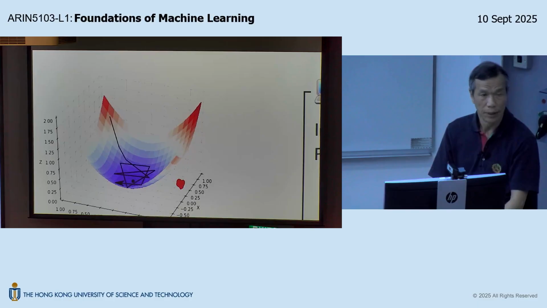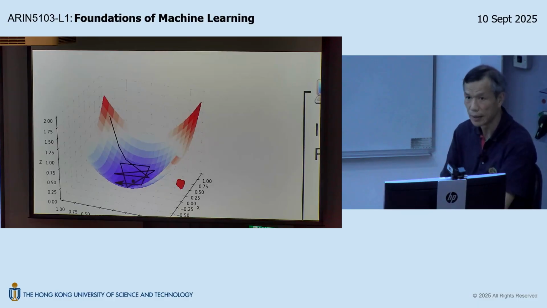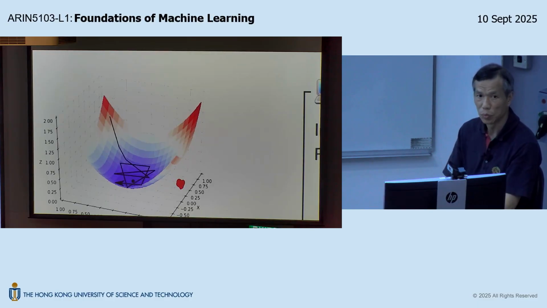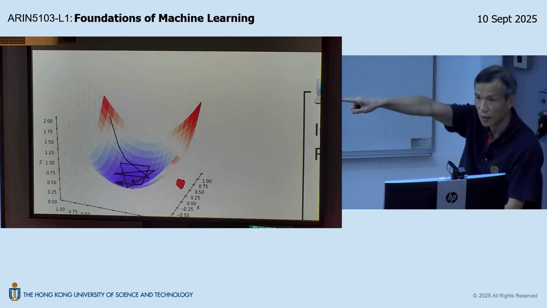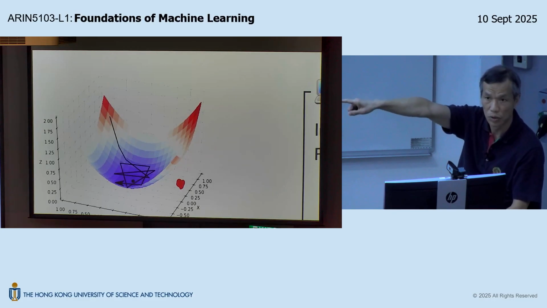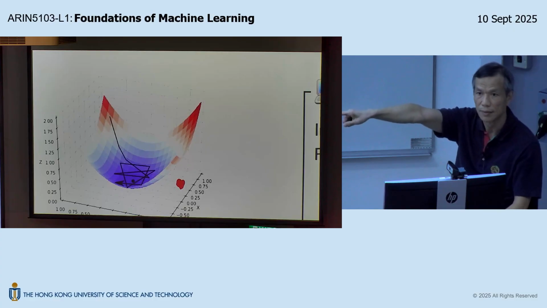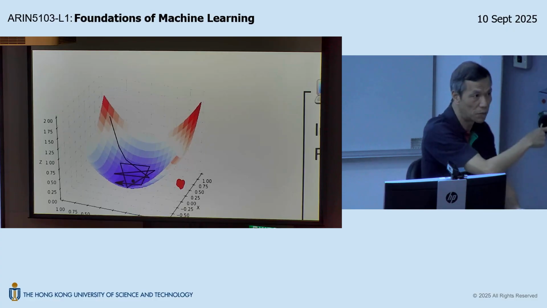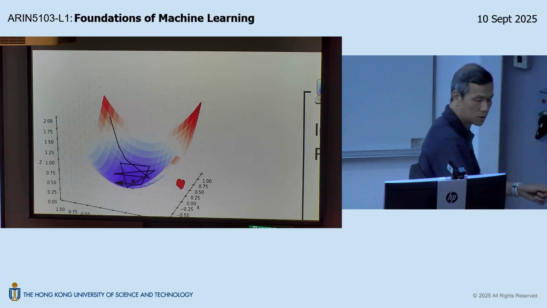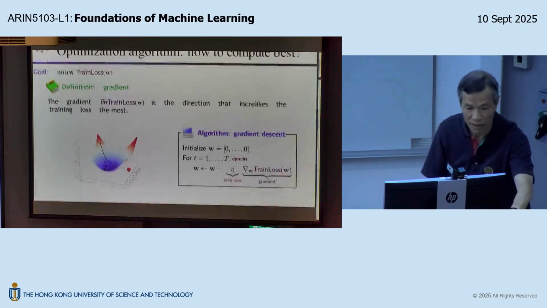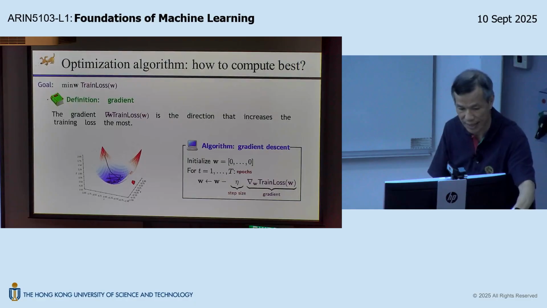However, in our problem here, we do not want to increase the loss, we want to minimize the loss. So if the gradient tells you to go in this direction, which will increase the loss the most, you don't want to do this. You want to go in the opposite direction, right? So that's why you want to do gradient descent instead of gradient ascent.